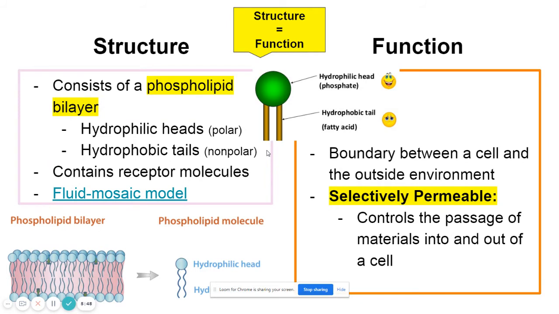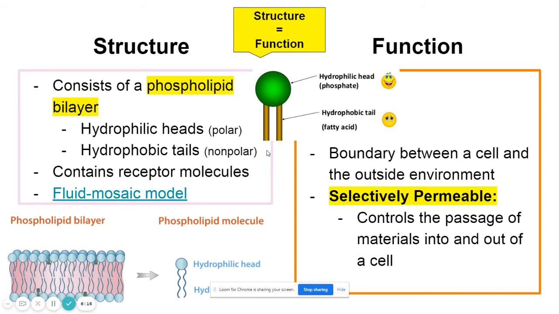The main function of the cell membrane is that it provides a selective boundary between the inside and the outside of the cell. And it's not just any boundary. It's not like a wall that doesn't allow anything to go in and out. It's more like a gate, okay? It's like a gate, and you can only pass if you have the correct pass, basically, to enter and to leave.